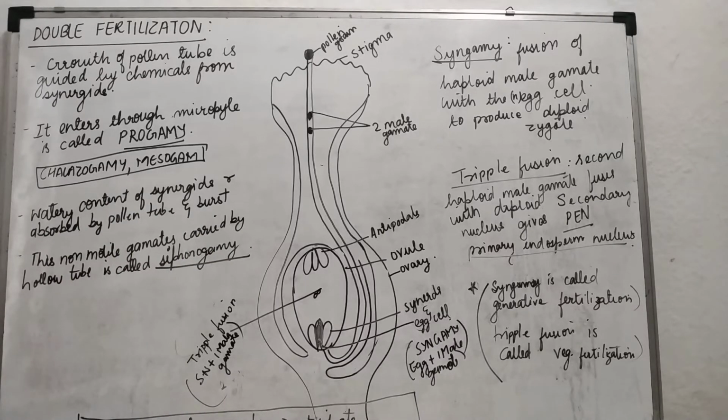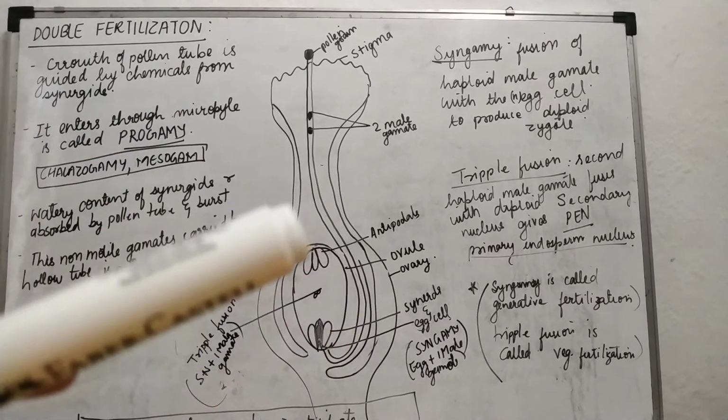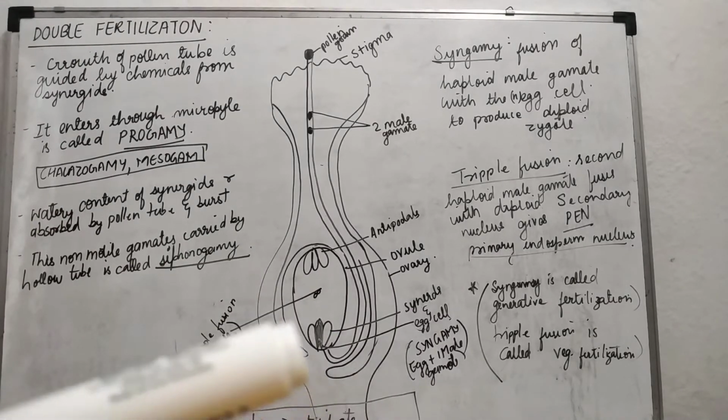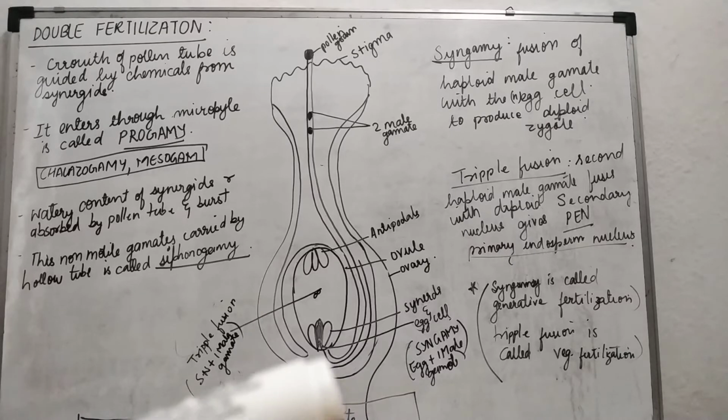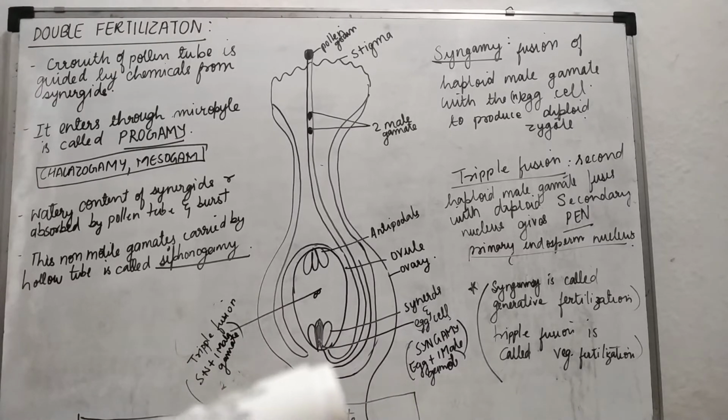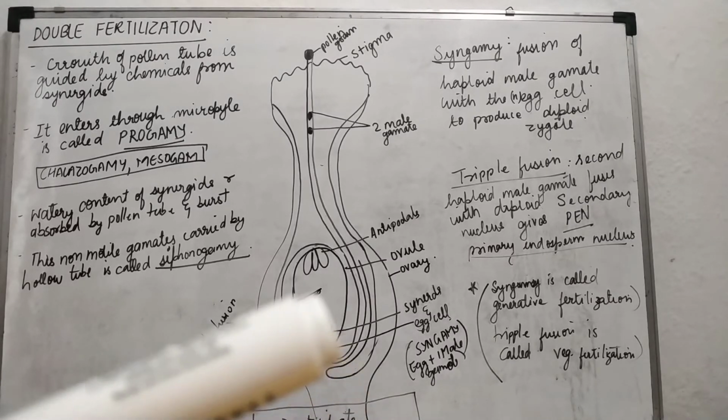Now once the pollen tube comes near the micropyle end, it reaches the synergids. We have just revised that near the micropyle there are two synergid cells and one egg cell. The middle one, which is colored dark, is the egg cell. The two synergids have watery content, which is absorbed by the pollen tube, and it ruptures and releases its content in the egg cell.